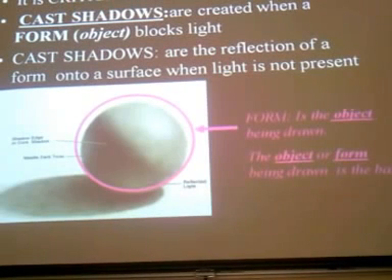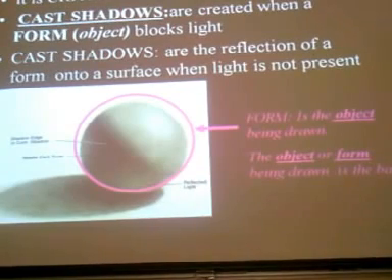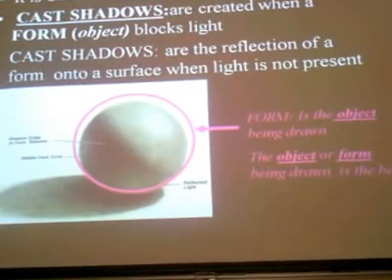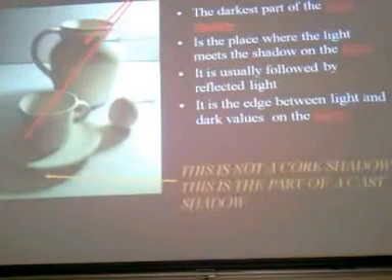It's kind of like when you're walking down the street and the sunlight's shining on you and you have a shadow behind you. The shadow's not a part of you. It's a reflection of you when the light is not present. So think of the cast shadow as the reflection of the object when the light's not present, and think of the form as the actual being presented. So when we're doing our pointillism project, your animal's going to be your form, and your cast shadow is going to be either behind the animal or next to the animal, considering where your light's coming from.